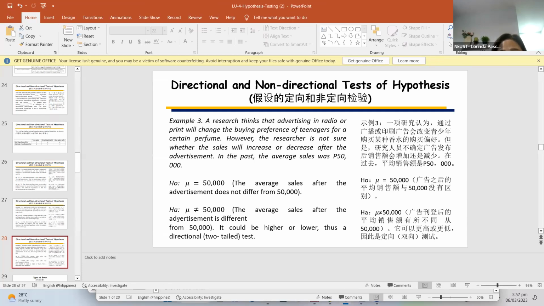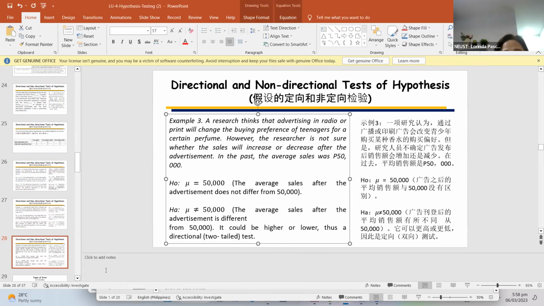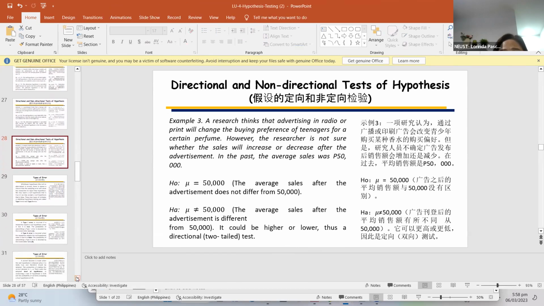And then the alternative hypothesis will be the opposite of the null. So if mu or the mean sale is equal to 50,000 for the null, then the alternative would be the mean sale is not equal to 50,000, meaning that the average sales after the advertisement is different from 50,000. So it could be higher or lower. Since there is no particular direction because the researcher is not sure whether the sales will increase or decrease after the advertisement, then he can use a non-directional or two-tailed test. Non-directional po pala. So sorry, non-directional yon or what we call a two-tailed test. So it will either increase or decrease.